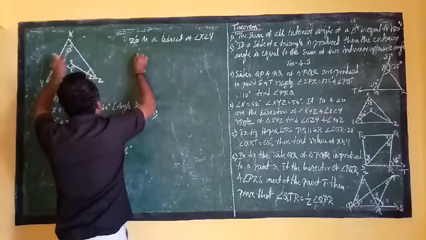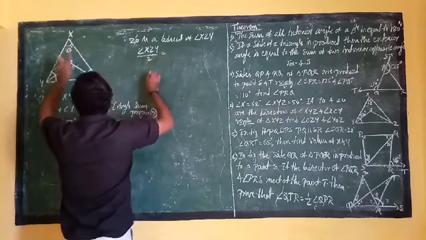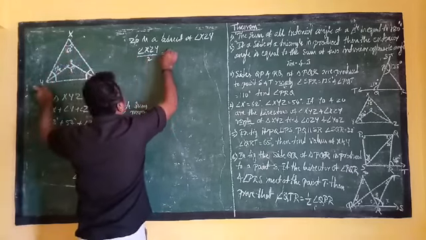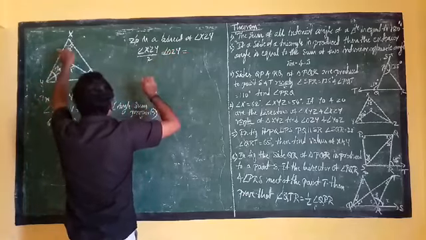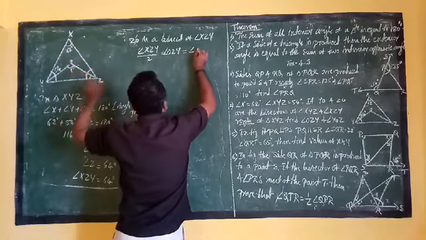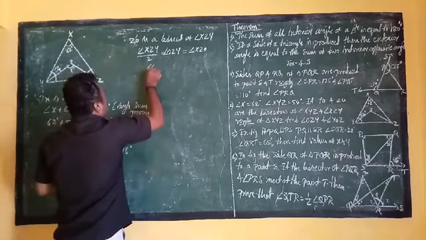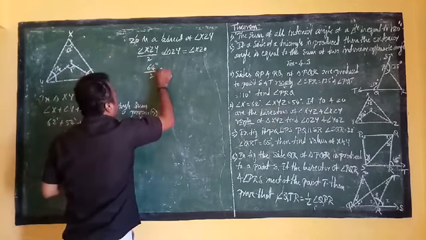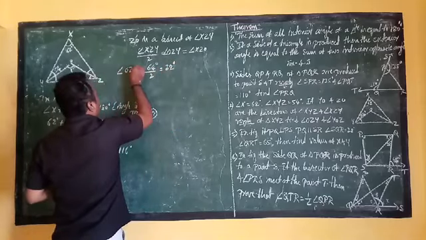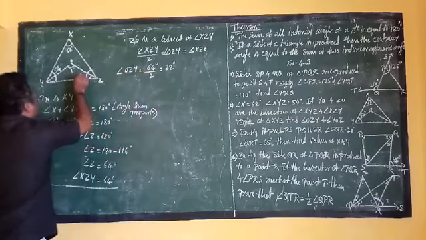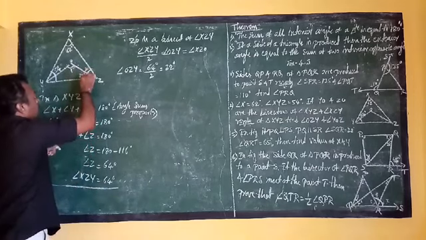Therefore, if you bisect XZY, dividing by 2, OZY is equal to OZX. So XZY is 64 degrees divided by 2, which is 32 degrees. So this angle OZY is 32 degrees. Correct? This is also 32 and this is also 32. So one angle we have got.